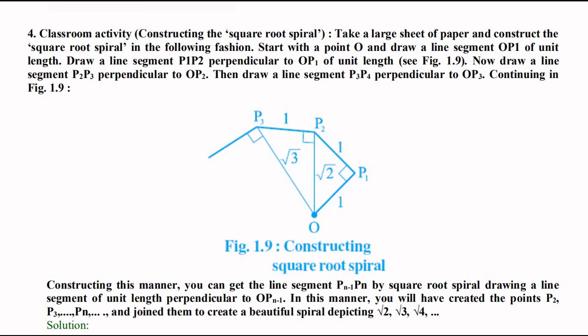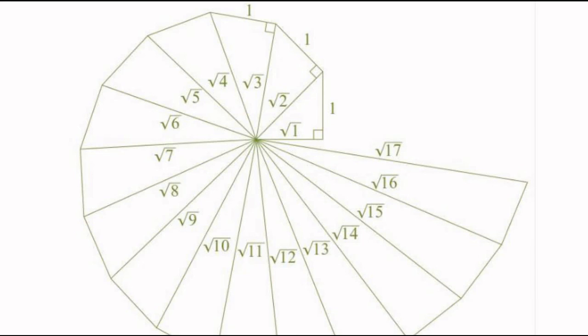Continuing in this manner, you can get the line segment Pn-1Pn by drawing a line segment of unit length perpendicular to OPn-1. In this manner, you will have created the points P2, P3, ... Pn and joined them to create a beautiful spiral depicting root 2, root 3, root 4 and so on. Now let's look at the solution. So you can refer to this picture while drawing it.